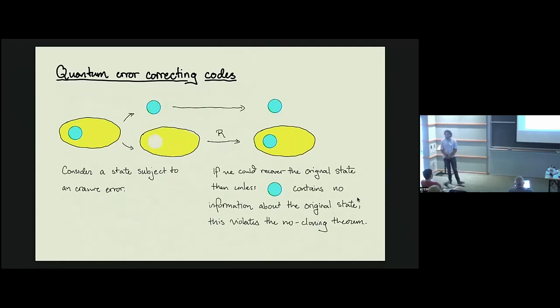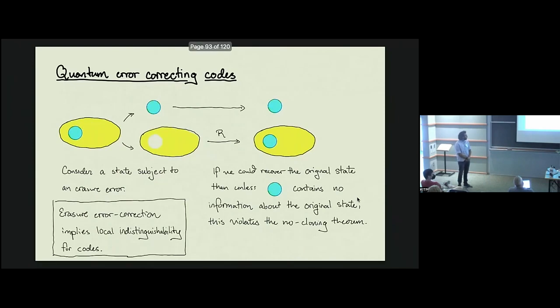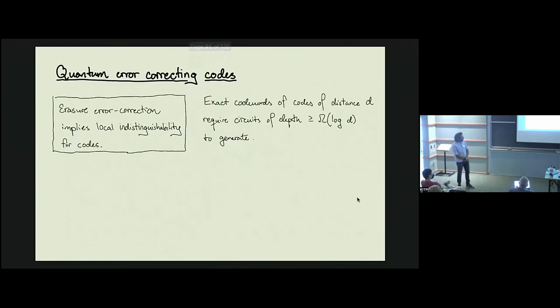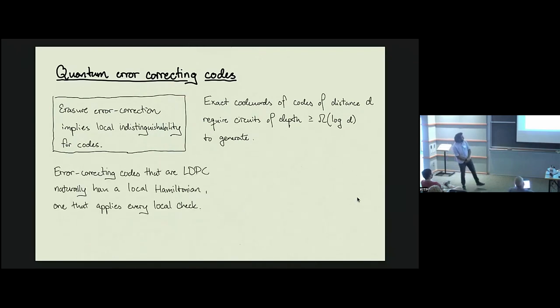An [[n, k, d]] code is d-locally indistinguishable, which is why we use that letter there. And so exact code words of distance d codes require circuits of depth log d. So we should be looking at codes with distance that scales polynomially. Okay, that's great. And error correcting codes have a natural Hamiltonian: you have one Hamiltonian term for every check in the code. So now we're really cooking, we're getting somewhere.